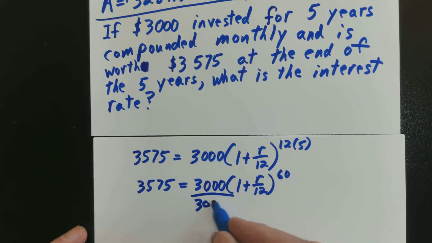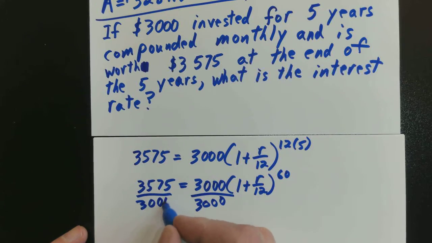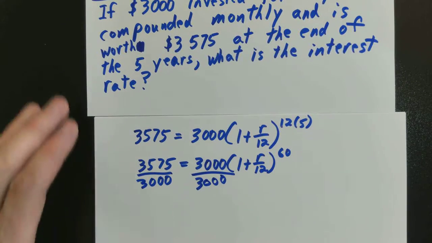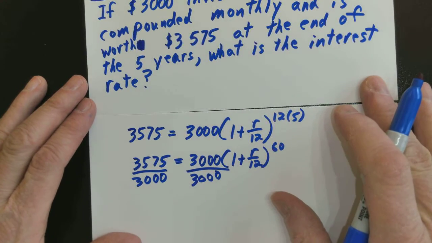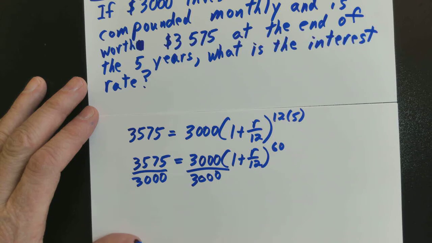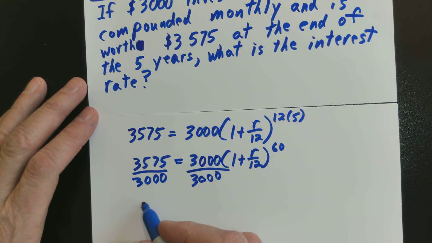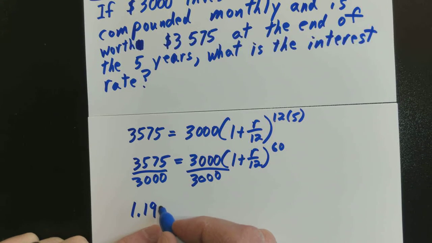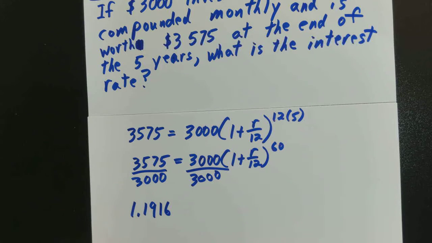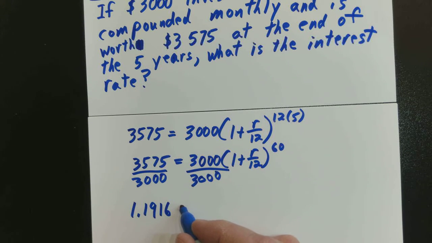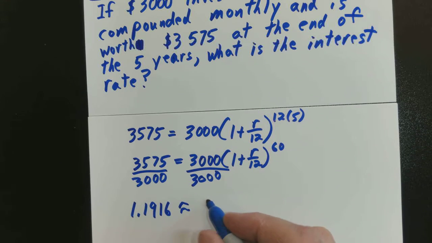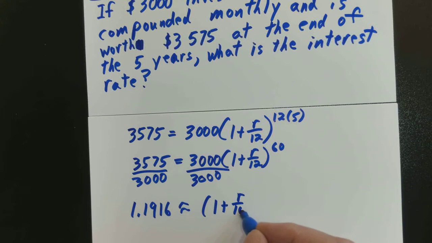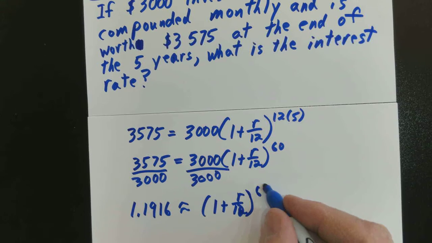All right, so let's do that. It is pretty sensitive, so let's keep 4 decimal places. Let's just make that our rule right now. What is 3,575 divided by 3,000? 1.19. Give me 2 more decimals after the 9. 1.1916. Okay, thank you. All right. And now we've approximated, right? That is equal to approximately 1 plus R over 12, whoops, to the 60th power.